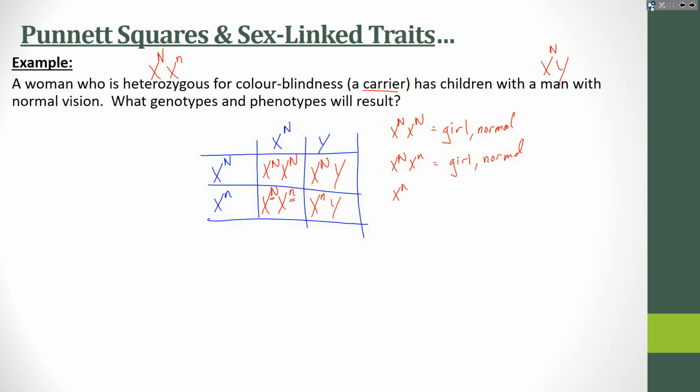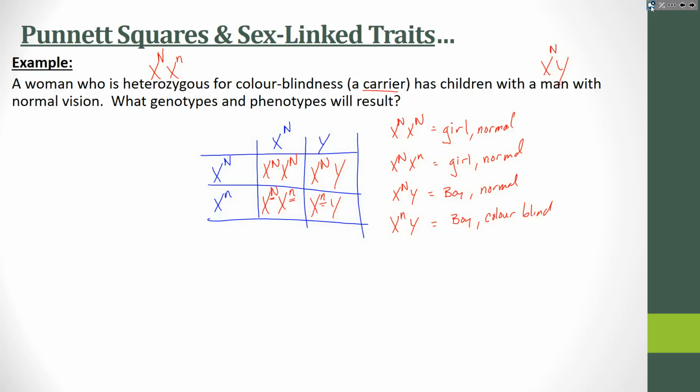Now we have X big N, Y. This is a boy, because it's XY, but this boy is normal. And this boy, X little n, Y, again is a boy, but he is colorblind, because he has the colorblind gene, and there's no gene on the Y chromosome to block it. He can't get a dominant gene from his dad to block that colorblindness.